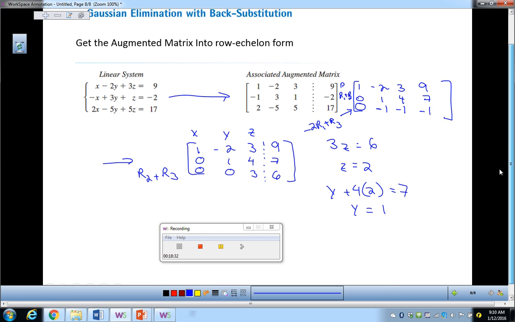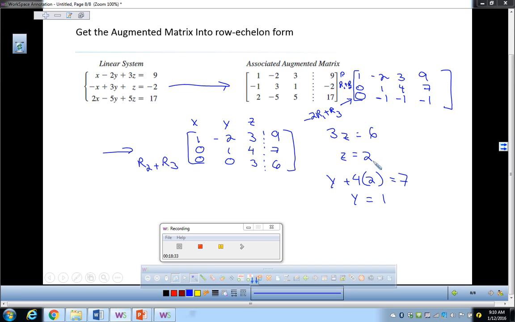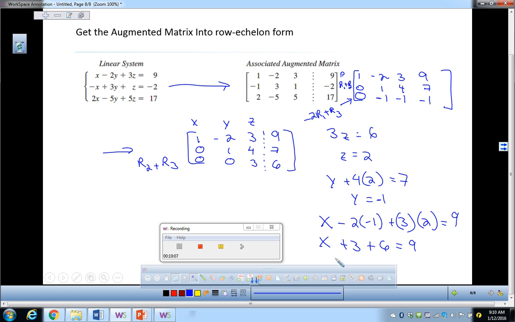And then we're going to go down and plug in y. Maybe negative 1, sorry. Y is negative 1. And now I'm going to plug back into this equation. I have 1x minus 2 times negative 1 plus 3 times 2 equals 9. And that gives me x plus 2 plus 6 equals 9, so x equals 1, okay? So now I know my x, y, and z: 1, negative 1, and 2, and those are your answers, okay?